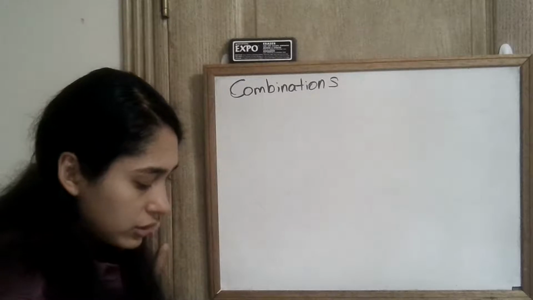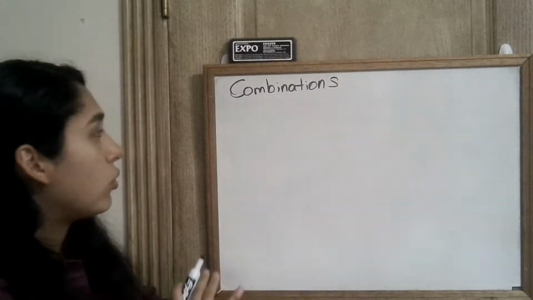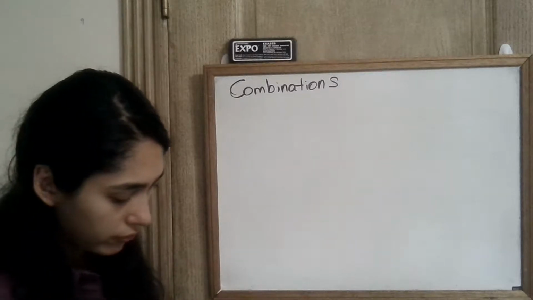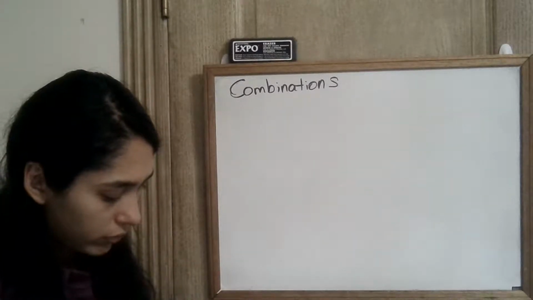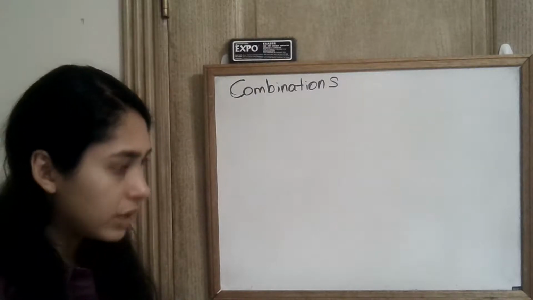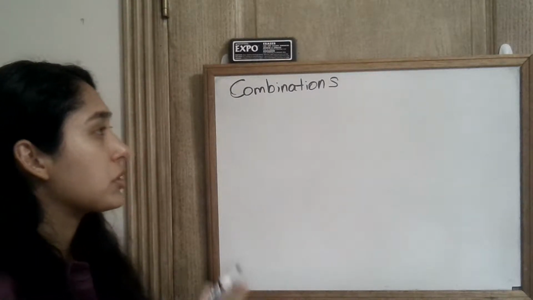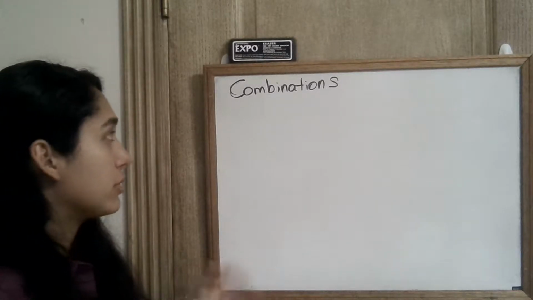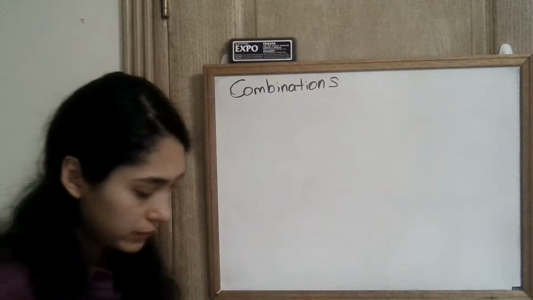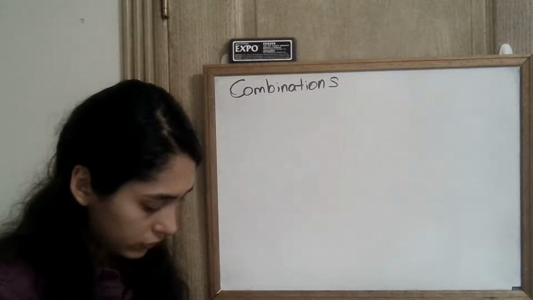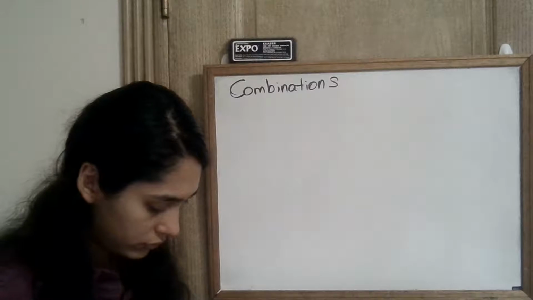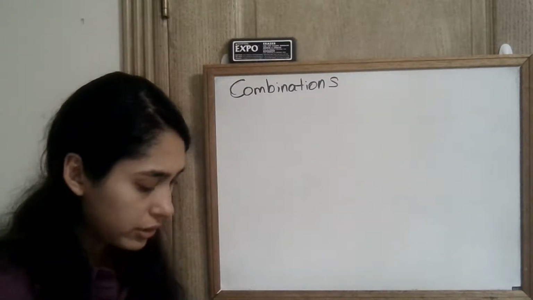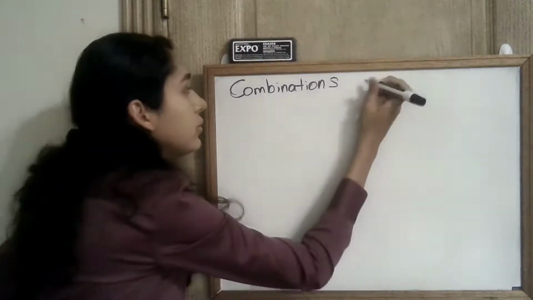So with combinations, it wants to know all the different possibilities that you can mix something up together. And it becomes very important if you're just mixing one type of item or if you're mixing two different types of items. And I'll show an example to further explain. We'll first start with combinations with one type of item.